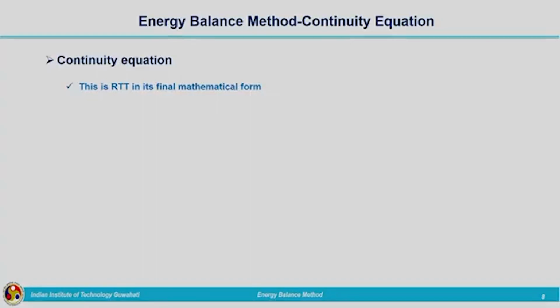Now, what we are going to do, we are going to write the mathematical form of Reynolds transport theorem. This is very much familiar to you. It consists of two terms. On the left hand side, it is the time rate of change of extensive property.